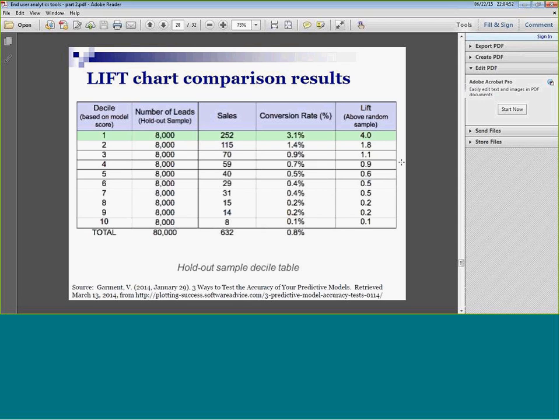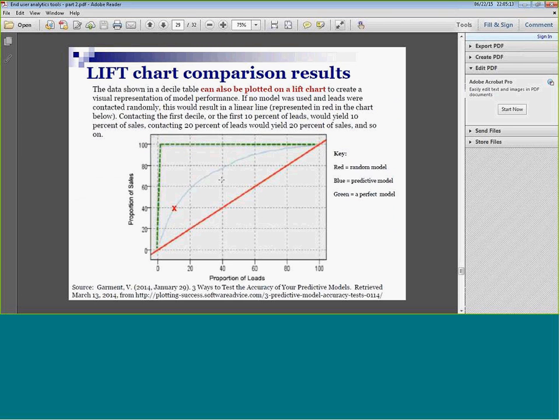So again, you'd have to have cost figures. What does it cost to mail? What do you make from someone who buys the product? And we could figure out where to stop going down this lift thing based on last year's data and applying it to this year's data. That's called a lift curve. Very useful. And again, you can see it's a slightly different way of looking at how well the model works.